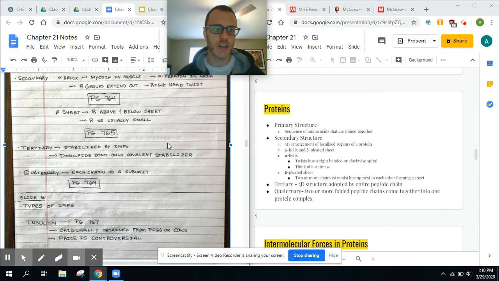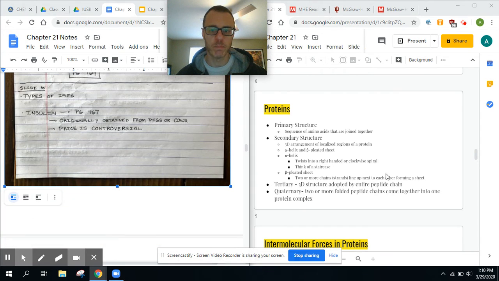Tertiary, this is stabilized by intermolecular forces, which we're going to talk about in a minute, and disulfide bonds, the only covalent bond stabilizer in that. And then the quaternary structure is each chain is a subunit, and we're going to look at that right now. So I'll look at number 10 for a minute, and then we'll jump down.